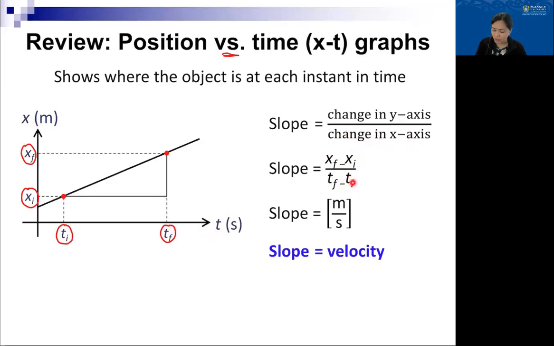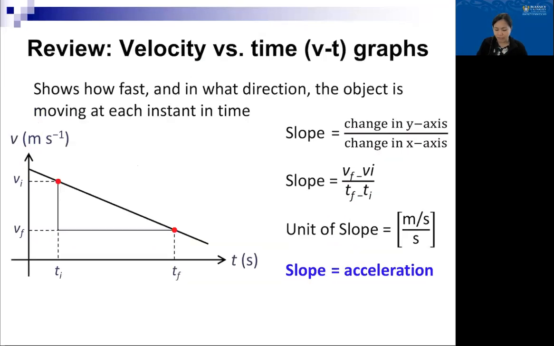Looking at the units for this, the unit for the position is meters, and the unit for the time is seconds. Therefore, the unit for the slope will be meters per second. And we've learned that velocity has the unit of meters per second. Therefore, the slope of this position versus time graph will give us the velocity of the object between this time interval, ti and tf.